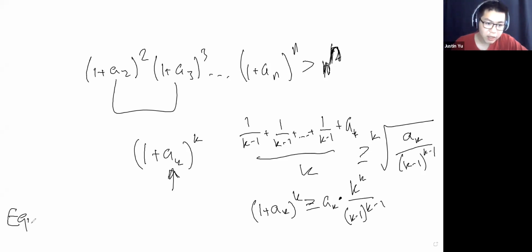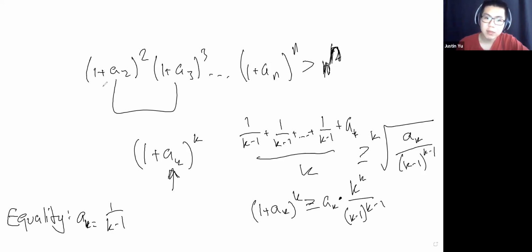Write it over here. Equality. When does that happen? All of them are equal. So what is a_k? a_k is equal to 1 over (k-1). I'm going to have to change that. I realized I made a small typo in the solution that I typed up. So, okay, cool. So let's just apply this for every single one of these and see what happens.